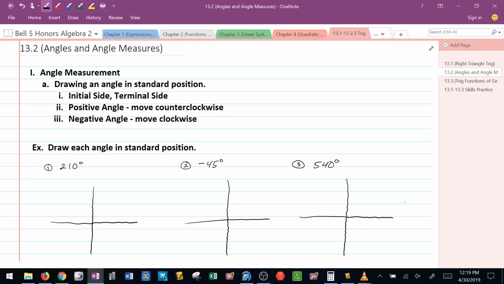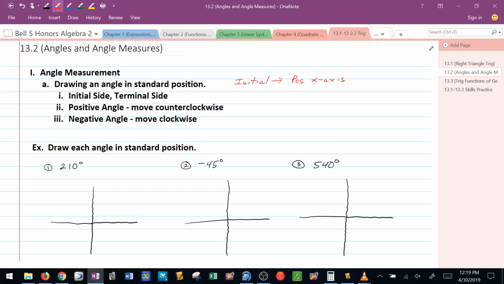Let's start off by talking about angle measurement. One of the things we have to be able to do is draw angles that are bigger than 180 or negative angles, anything like that. When we're asked to draw an angle in standard position, the first thing we have to understand is there's a difference between what's called an initial side and a terminal side. The initial side is simply the positive x-axis. And then the terminal side would be approximately where that angle would end.